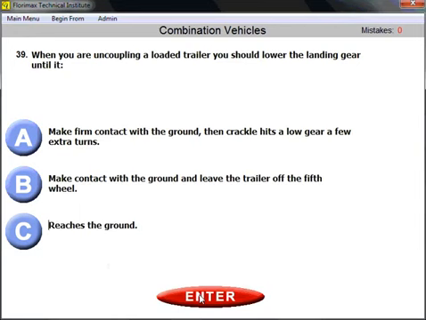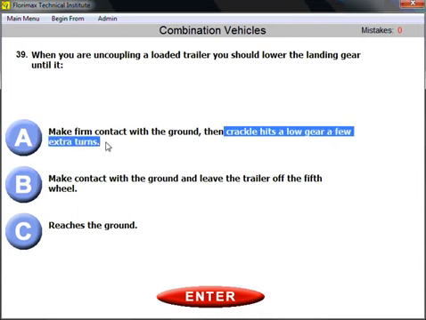Question number 39. When you are uncoupling a loaded trailer, you should lower the landing gear until it makes firm contact with the ground, and then crank it in low gear a few extra turns to make sure that you really have a good contact with the ground. And when you remove the tractor from under the trailer, the landing gears will support it.